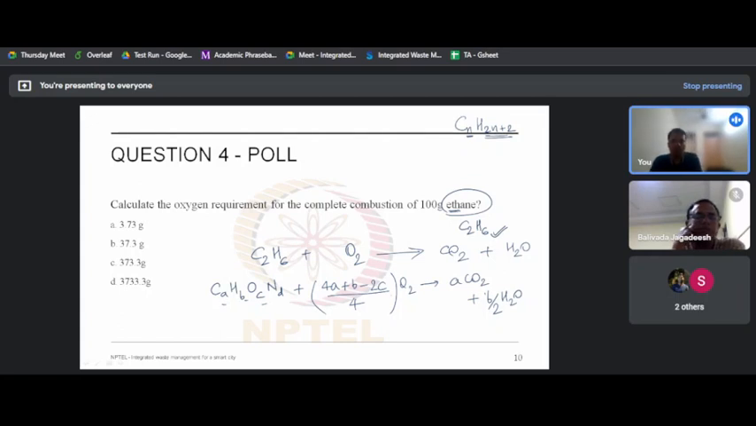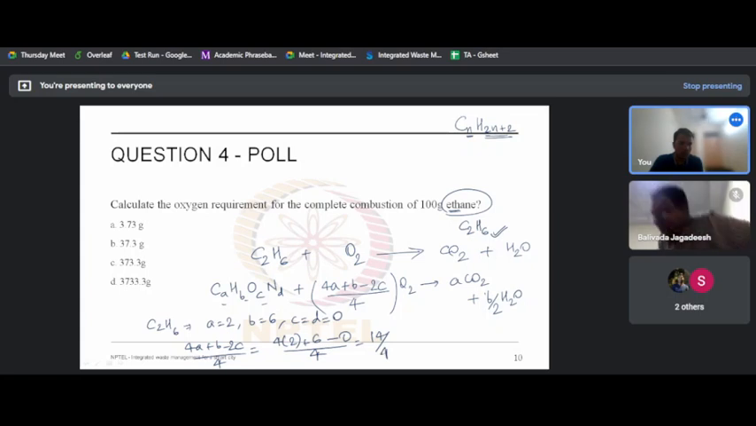So here we have C2H6. So a is 2, b is 6, and c and d are 0. How much oxygen do we need? We need (4a + b - 2c)/4. So this will be 4 into 2 plus 6, c is 0, divided by 4. So this will be 14 over 4, so 3.5 moles of oxygen we require for 1 mole of ethane, that is C2H6.